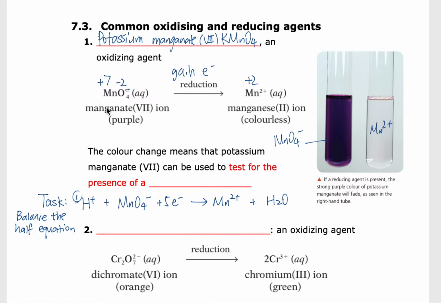So who causes manganate ion to gain electrons? It must be a reducing agent who's able to donate electrons to manganate ion. So this is a test for the presence of a reducing agent.